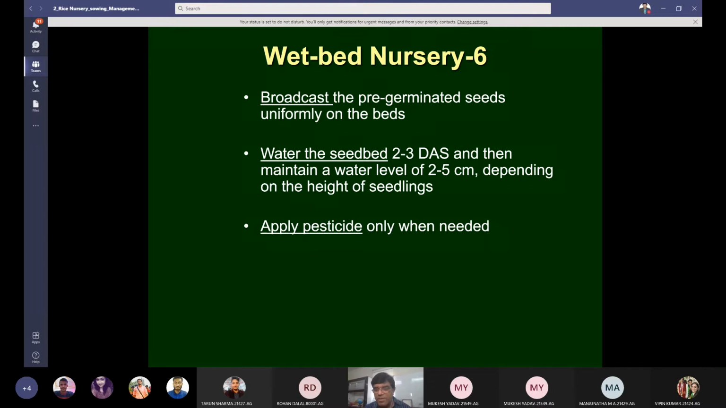So apply pesticide only when needed. There may be some insect pests and diseases in nursery also. Particularly nematodes may come. Leaf folder may come. Stem borer may come in the nursery. So you must control those insects. Similarly, certain diseases can come, like Bakanae disease can be observed in nursery. So take the control measures for this disease or any disease.